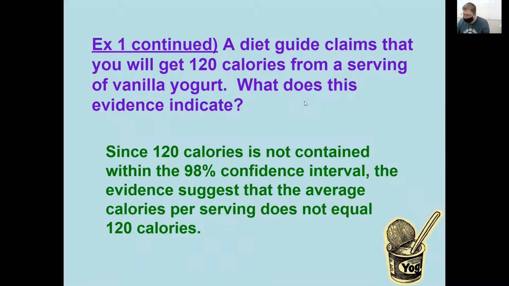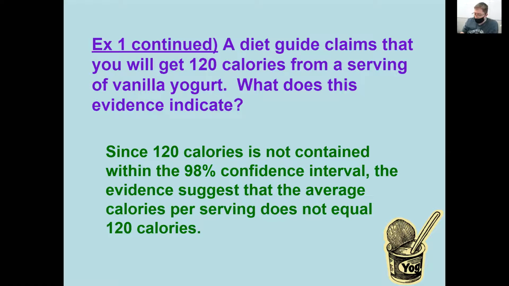Now, looking at example 1, continued part B, I went ahead and put the answer up there because time's getting short, but I want to kind of go over this. When a diet guide claims you're going to get 120 calories from a serving of vanilla yogurt, what does this evidence indicate? Well, since 120 calories is not contained within my 98% confidence interval, the evidence suggests that the average calories per serving does not equal 120.